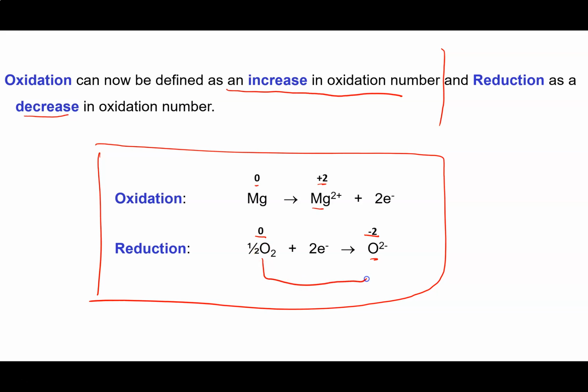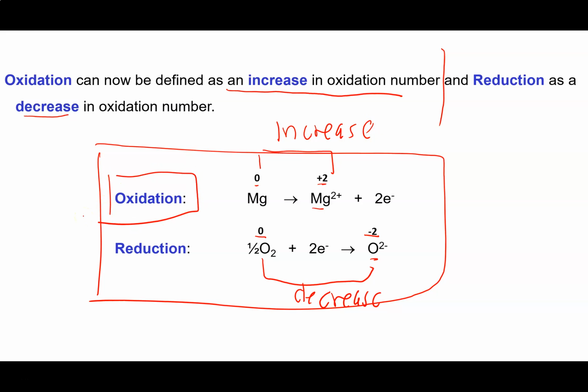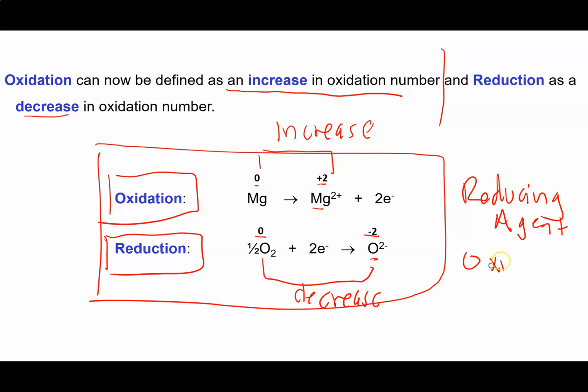So what we can see is there was a decrease in oxidation number for the oxygen, and there was an increase in oxidation number for the magnesium. So that means that the magnesium underwent oxidation or is our reducing agent, and the oxygen underwent reduction or is our oxidizing agent. So, that's how it works, right? So if you want to identify what is undergoing oxidation, what is undergoing reduction, what is the reducing agent, what is the oxidizing agent, you need to assign oxidation numbers and think about these definitions.